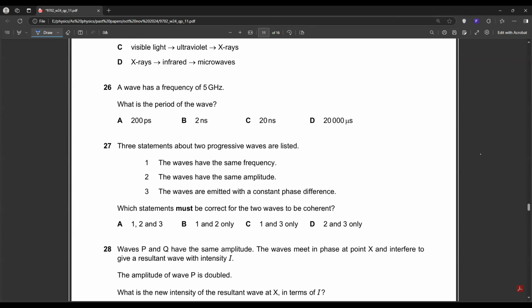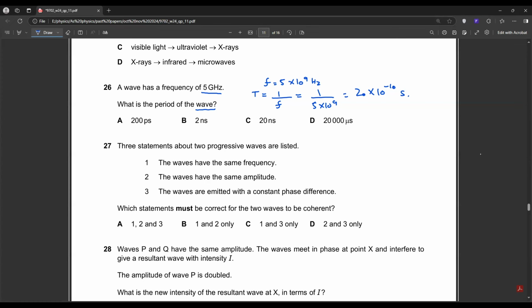Let's see this question. A wave has a frequency of 5 gigahertz. What is the period of the wave? Okay, so if your frequency is 5 into 10 raised to the power of 9 hertz, how will you calculate the time period? Time period is 1 over frequency. It is equals to 1 over 5 into 10 raised to the power of 9. This comes out to be what? 2 into 10 raised to the power of minus 10 seconds. Simple as that. Your decimal place is at this point.